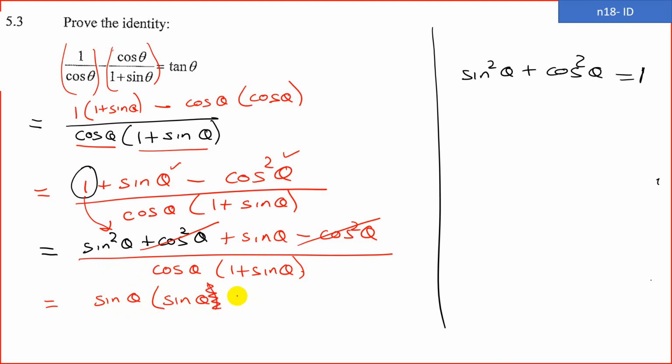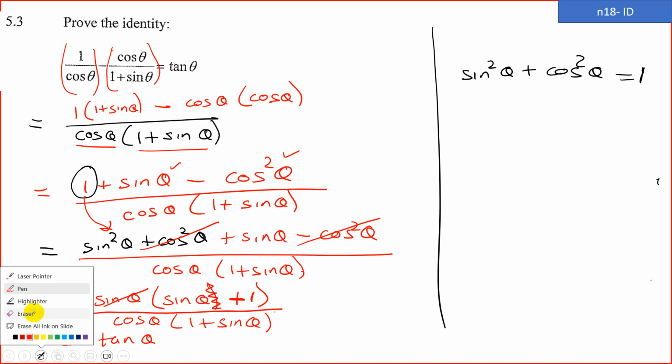Sorry, we don't want a bracket there. That'll give me a plus 1, all over our LCD, which is cos theta into 1 plus sine theta. Okay, and you'll notice sine theta over cos theta is actually tan theta. So I just want to erase that.